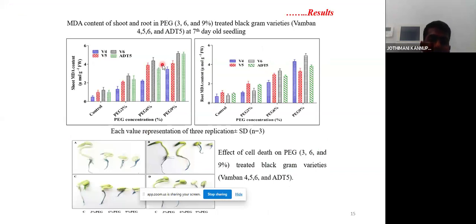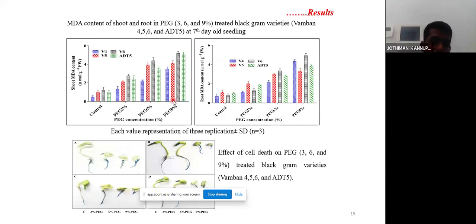This graph and image show the effect of different concentrations of PEG on MDA content and cell death in 4 black gram varieties. The graph illustrates the MDA content in both shoots and roots. The MDA content increases with rising PEG concentration among these varieties. 1.6 shows the highest MDA content at 9% PEG, suggesting greater oxidative damage compared to the other varieties.